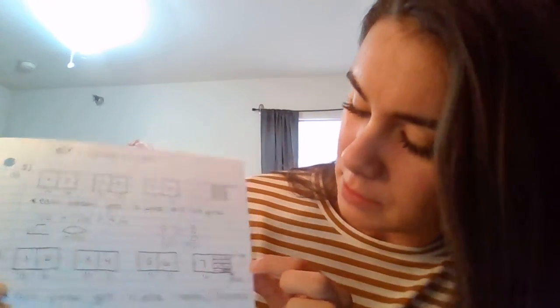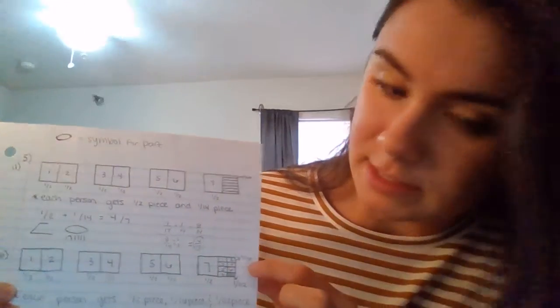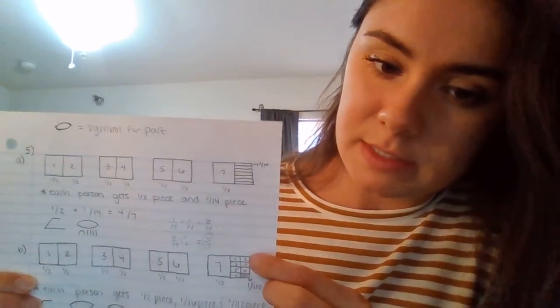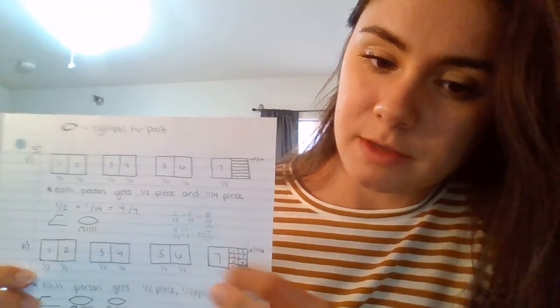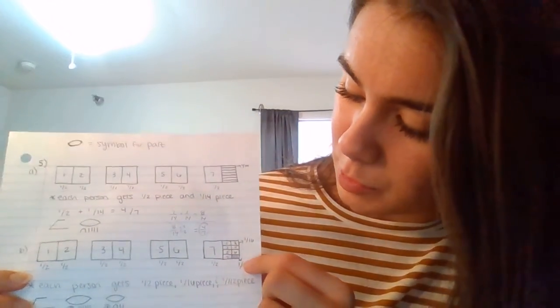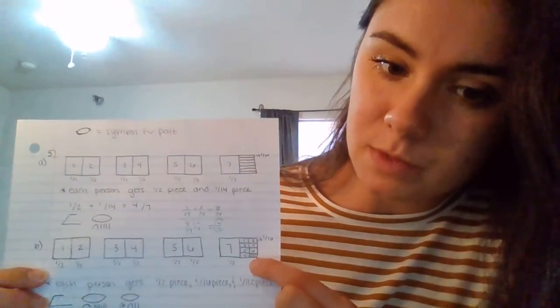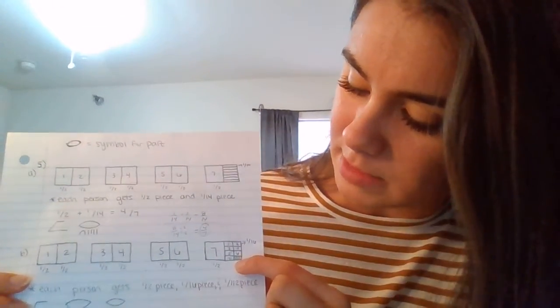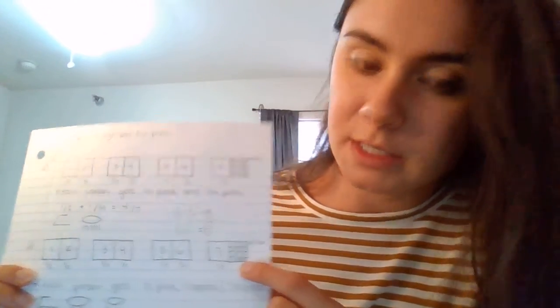So 1/8 of a half would be 1/16. So one of these pieces would be 1/16 of a piece of this loaf. So each person would get 1/2 plus 1/16, and then we still have this 1/16 piece left, and so I have to divide that among 7 people evenly.